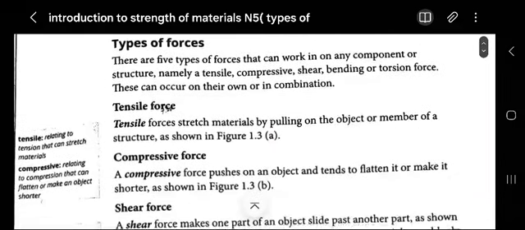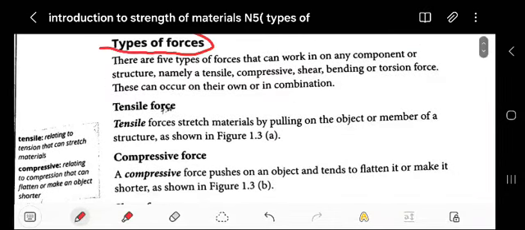As you can see here, we have types of forces. There are 5 types of forces that can work in any component or structure, namely tensile, compressive, shear, bending, and torsional force. These occur on their own or in combination.